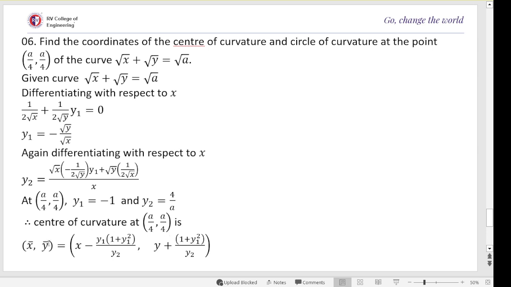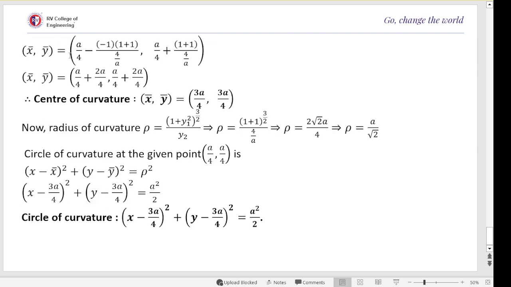So the center of curvature x bar, y bar equals x minus y1 (1 plus y1 square) by y2, y plus (1 plus y1 square) by y2. In this you substitute y1 as minus 1 and y2 as 4 by a. So x bar, y bar you will get as 3a by 4, 3a by 4. That is your center of curvature. Now the radius of curvature is (1 plus y1 square) power 3 by 2 by y2. This implies (1 plus 1) power 3 by 2 by 4 by a, which is 2 root 2 a by 4. So rho equals a by root 2.